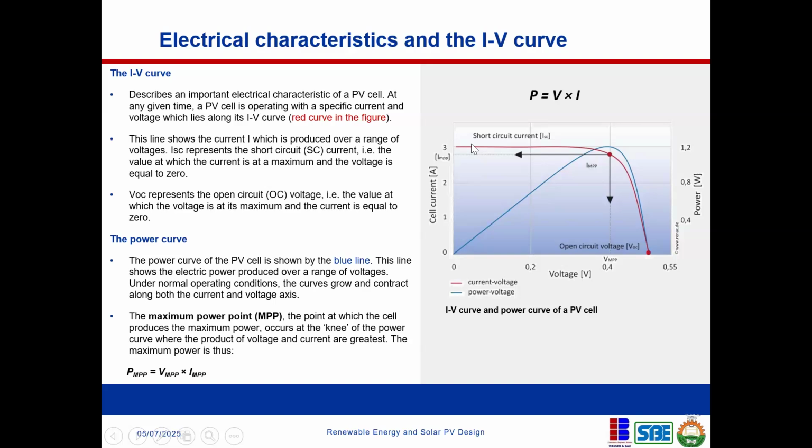Now, let us remain with this red line. This red line is the IV curve. Remember when I said that if we stay here at this point, this is the maximum current, but the voltage will be 0.